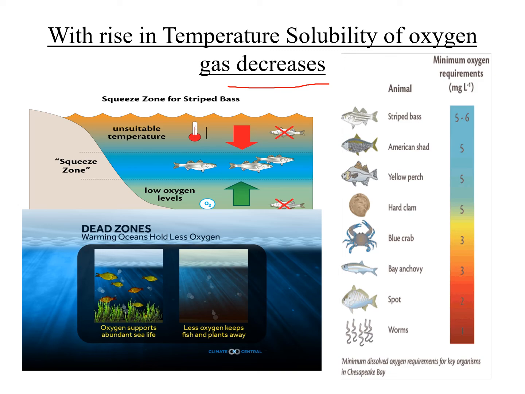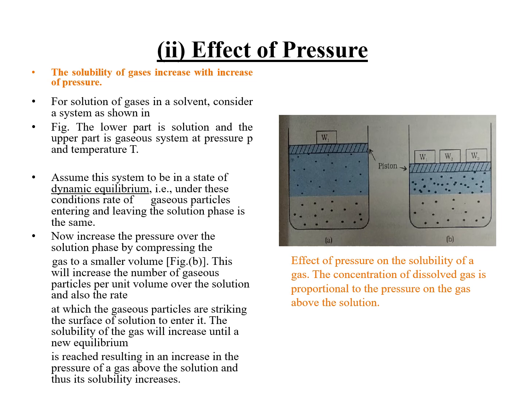Now come to the next effect, pressure. The solubility of gases increases with increase of pressure. This is the point. But in case of solid, there is no significant effect of pressure when solid is added to the solvent. But in case of gases, solubility increases with increase in pressure. This is the difference. Why? Because gas is compressible in nature. Gas has a compressibility factor.